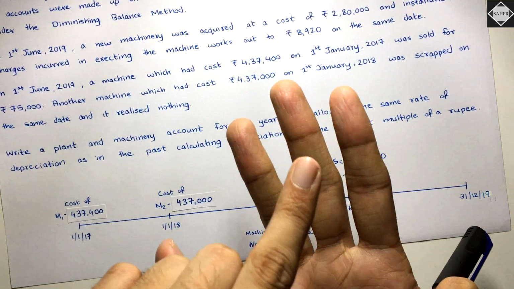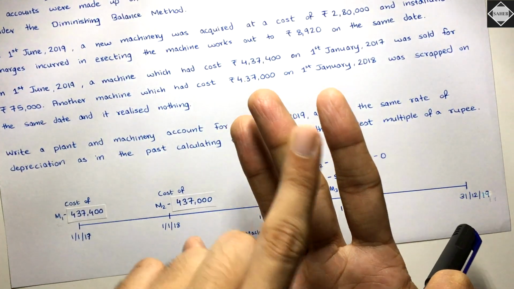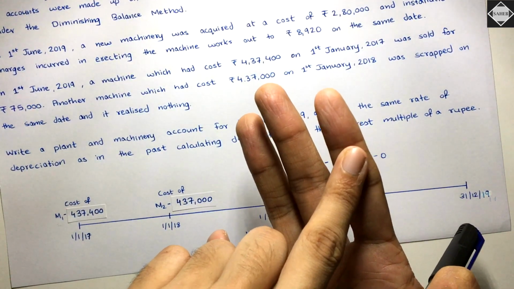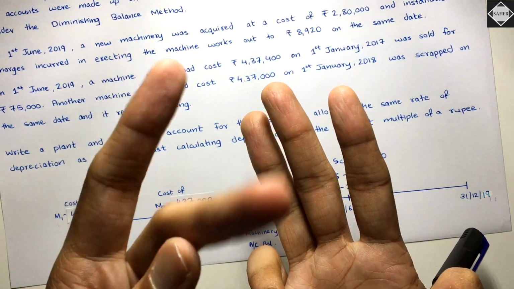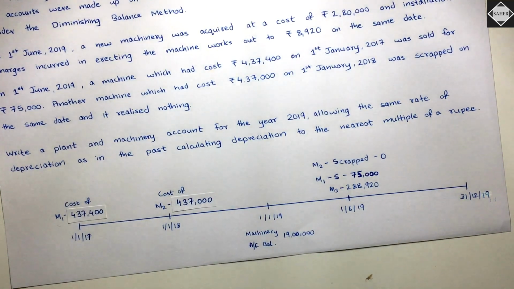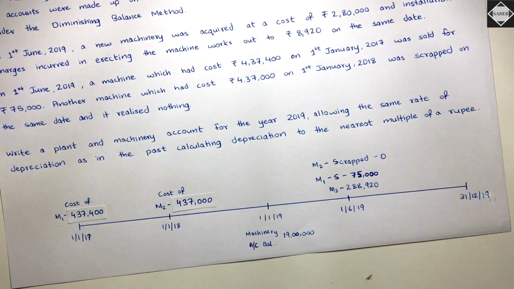The second is you have to calculate the WDV on the date of sale. And then you have to calculate profit or loss. How do you calculate profit or loss? You compare the WDV on the date of sale with the sale proceeds, how much money you have got. If you compare that, then you get profit or loss, isn't it? So you need WDV on the date of sale. So how do we normally calculate that?